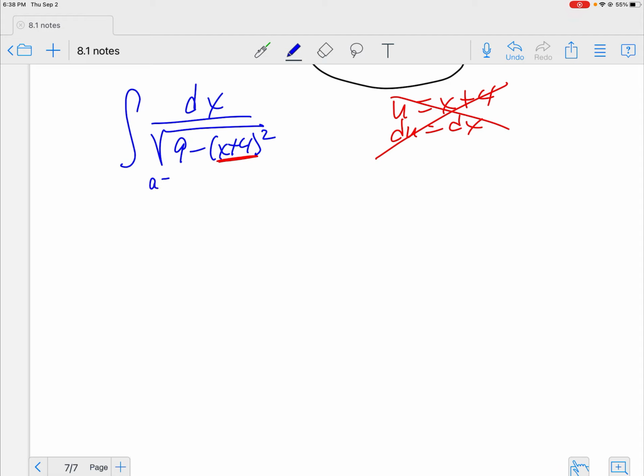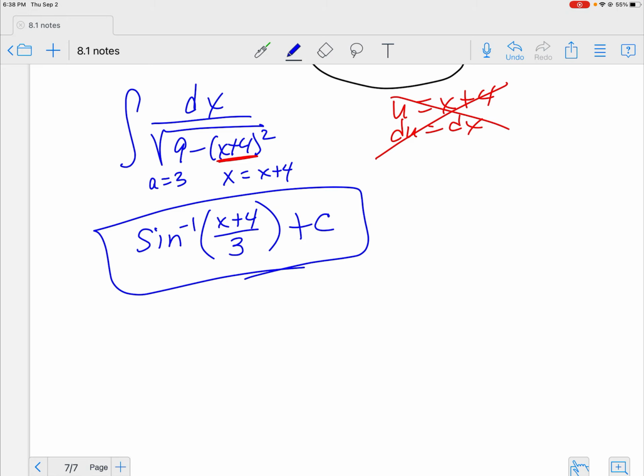So I know that this is sine, so a here is equal to 3. X in this instance is actually a full x plus 4. And this is sine. And remember, sine doesn't have that coefficient. So this is just going to be inverse sine of x over a. And that's our final answer, directly to it.